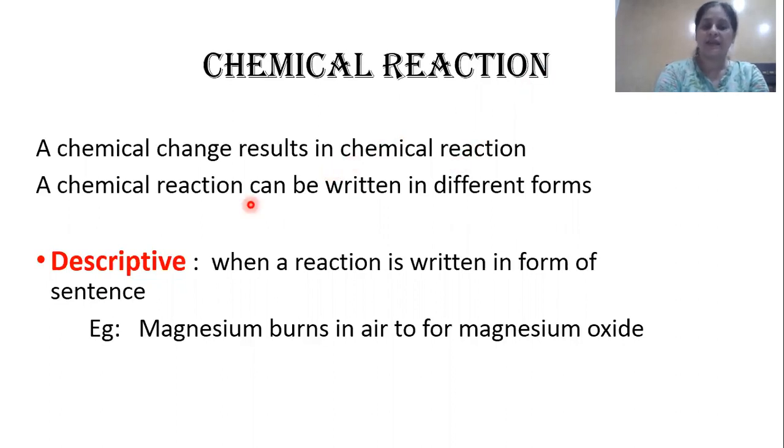A chemical reaction can be written in different forms. First, descriptive. When a reaction is written in the form of a sentence. Example, magnesium burns in air to form magnesium oxide. So this is said to be descriptive. When we write a reaction, a chemical change taking place, in a sentence, then it is said to be descriptive.